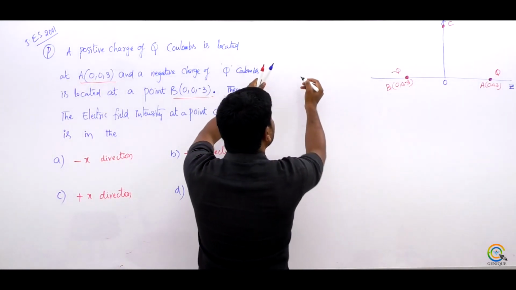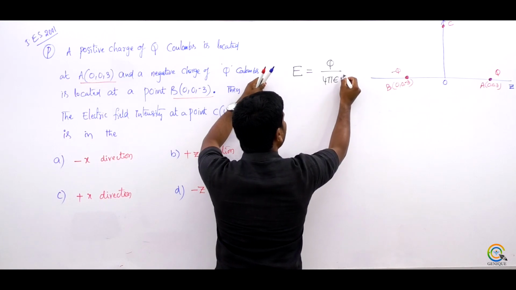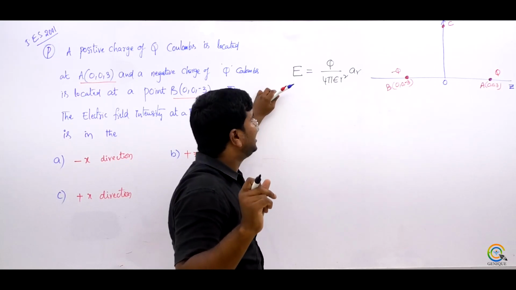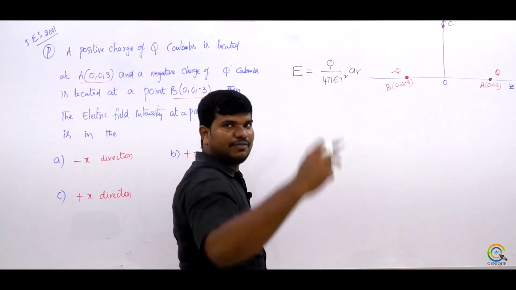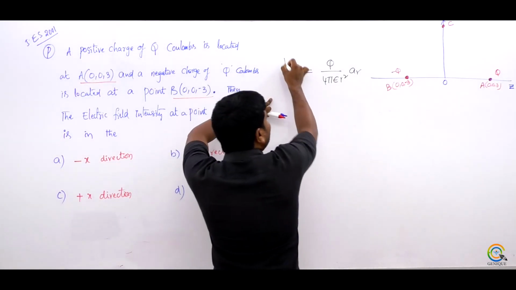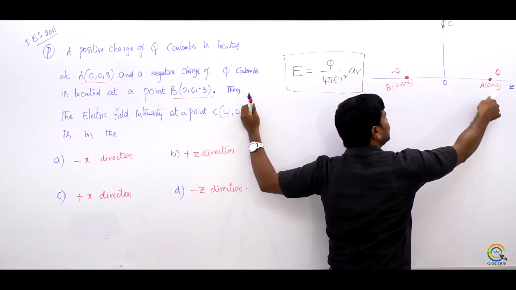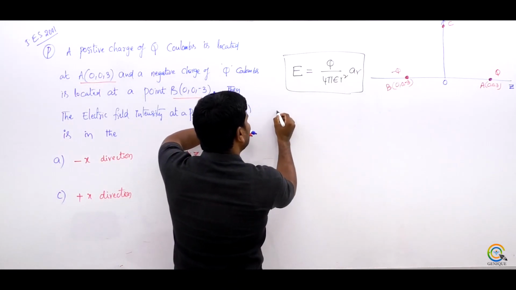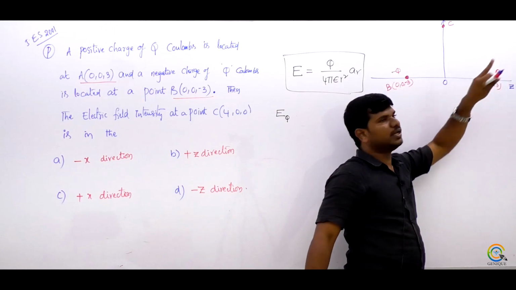So what is the electric field intensity? The electric field intensity E can be written as Q divided by 4 pi epsilon r square, times AR. Here you will be able to find the electric field intensity, and also how to find the radial vector. Okay, so this is the expression for the electric field intensity due to a point charge. Here two point charges are given. Due to these two point charges, we have to find the electric field intensity. So first of all, due to the point charge Q.